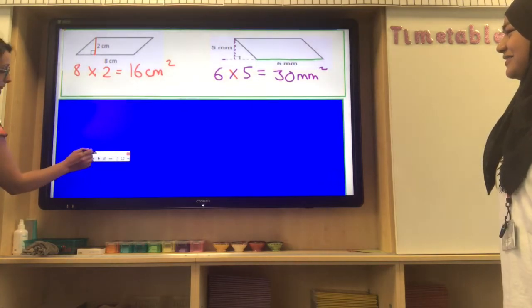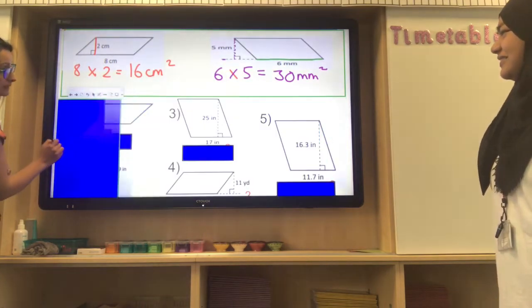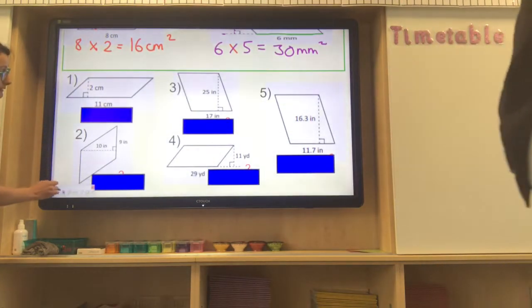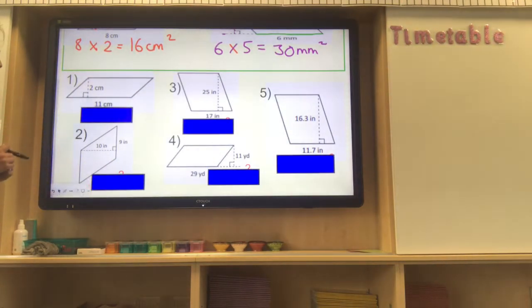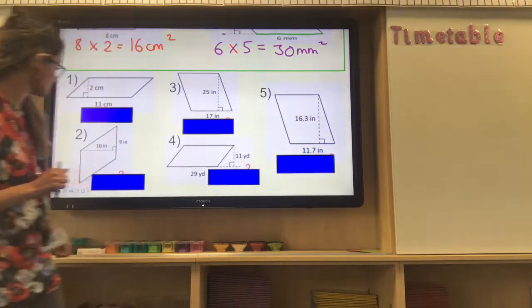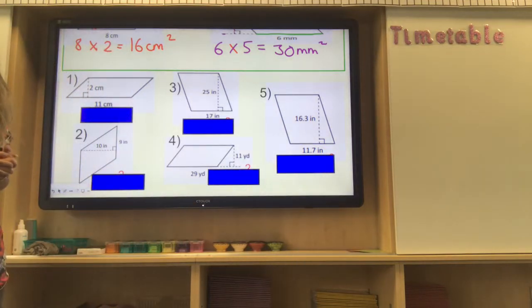What I want you to do is pens at the ready, have a go, pause the video, give yourself 5-6 minutes, calculate these areas of the parallelogram. I must say at this point though, be careful because the units of measurement have changed. IN stands for inches, YD stands for yards, so just be careful of that when you put your final answers.